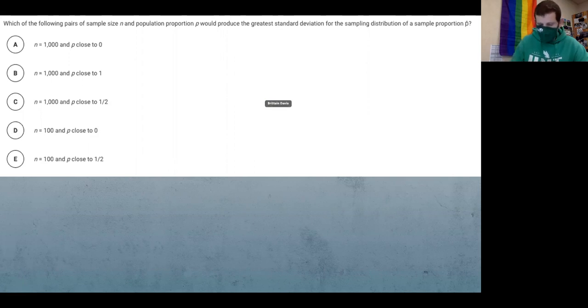Well, that's not how we write it. Let's look at the formula. The standard deviation for the sampling distribution of sample proportions is, this is going to drive me insane, p times 1 minus p, divided by n.